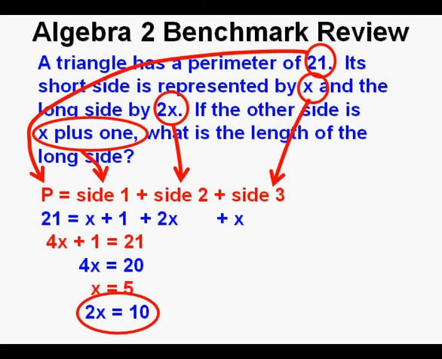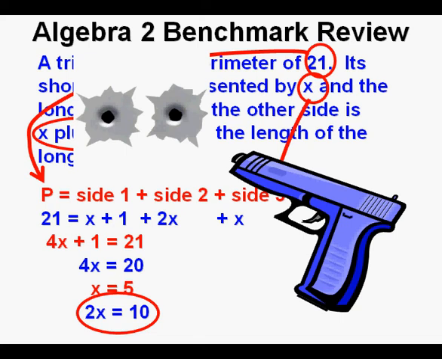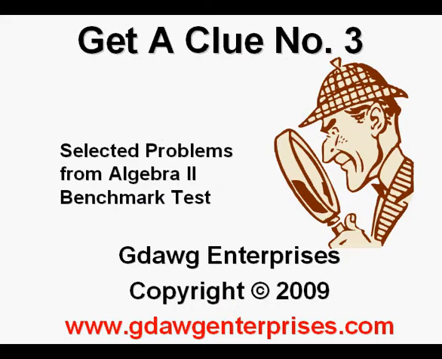This has been a few selected problems. Get out your brain, get out your gun, and just shoot these problems. The hardest looking ones are the easiest ones to shoot and kill. This has been Get a Clue number 3, selected problems from the Algebra 2 benchmark test.